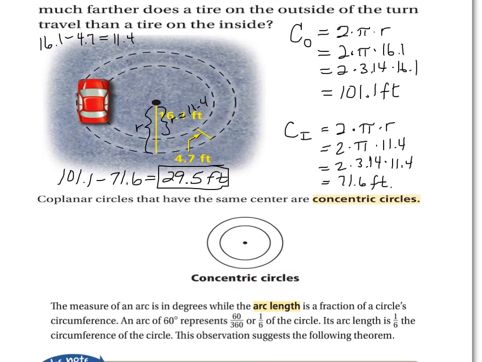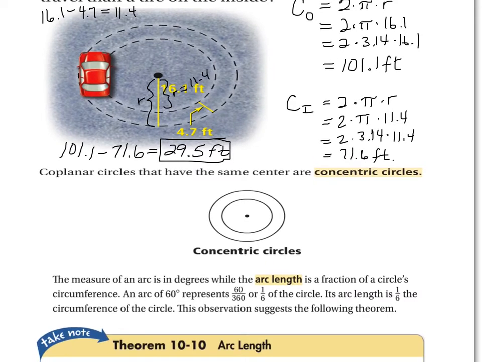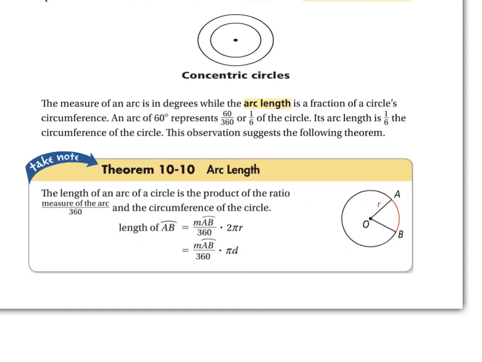Okay, coplanar circles that have, in this case, coplanar means they're in the same plane, have the same center. These are concentric circles, one circle inside of the other, and you'll notice we used concentric circles on our last example.